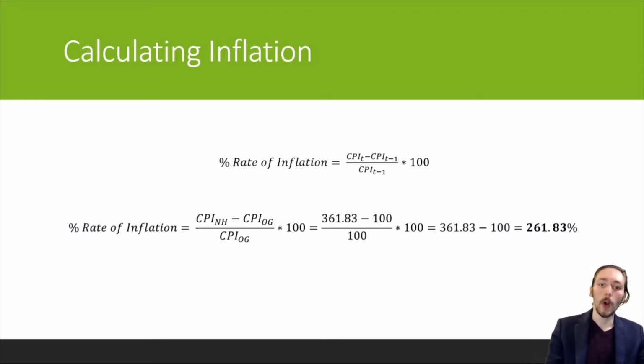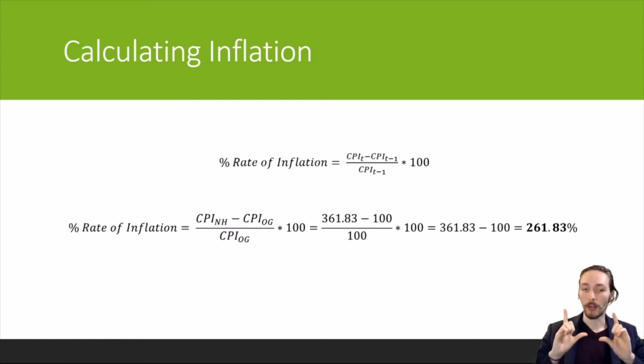And so ultimately with that simplification, you're able to then just take it to being 361.83 minus 100, which equals 261.83%. And so that is the rate of inflation between Animal Crossing New Horizons and the original Animal Crossing. Or, put another way, it's the rate of inflation from the original Animal Crossing to Animal Crossing New Horizons, 261.83%.